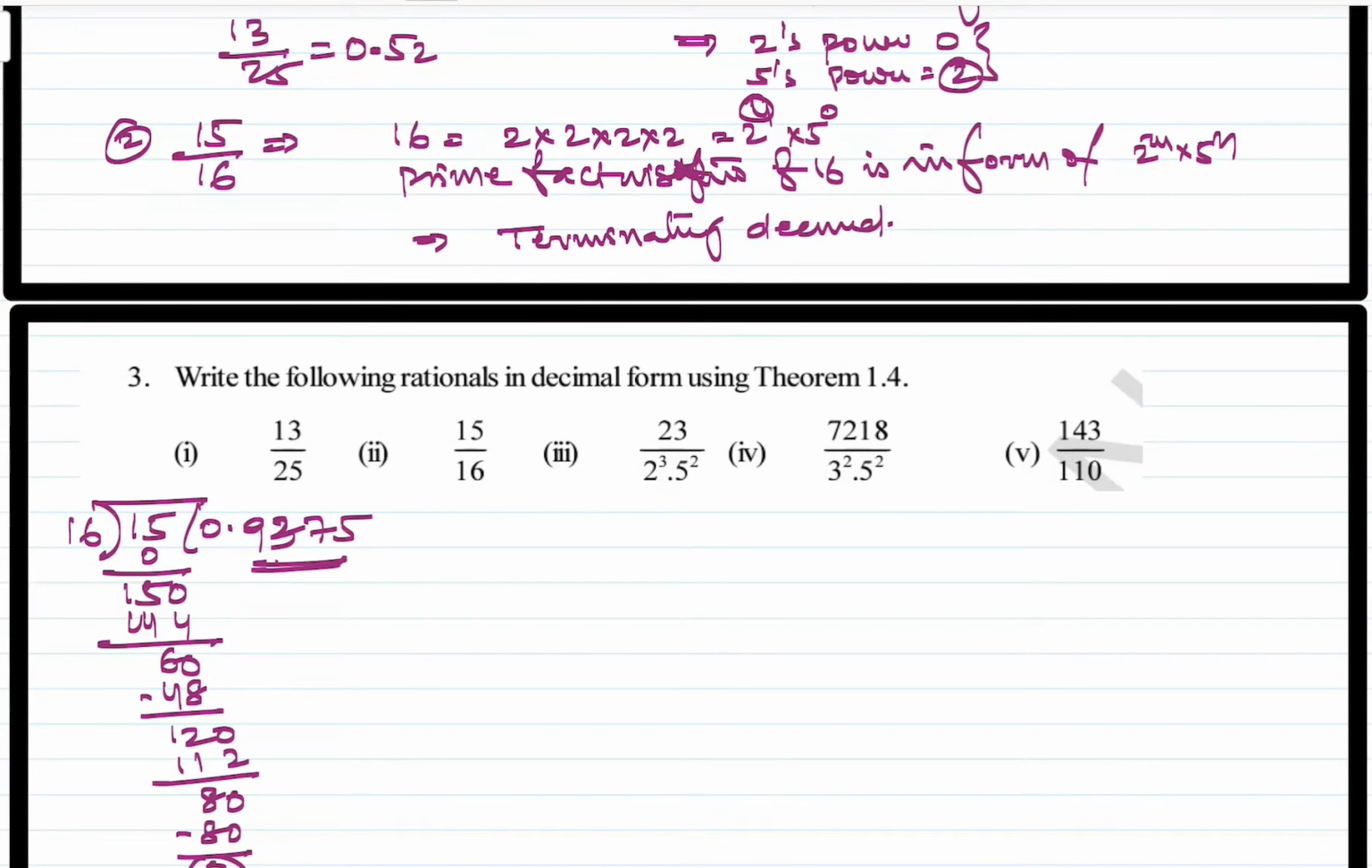Next, third one. So here third one is 23 upon 2 to the power of 3, 5 to the power of 2. So directly I am going to write, already this one is in the form of 2 to the power of n, 5 to the power of m, and it gives the terminating decimal.